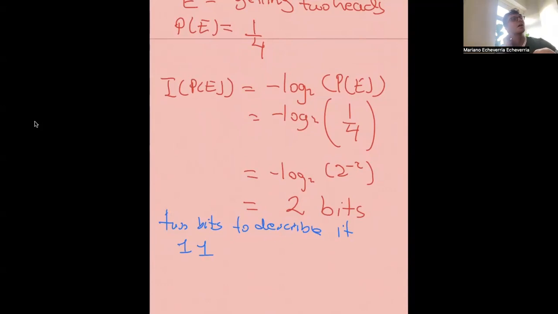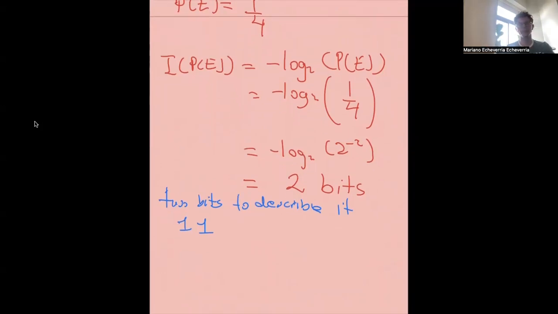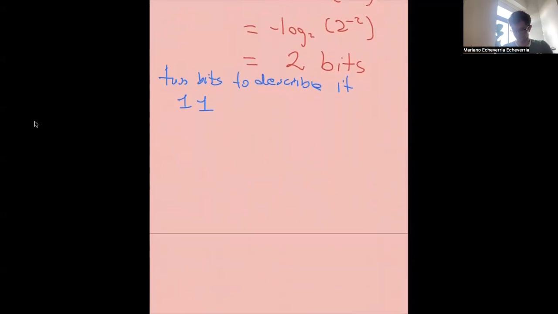Okay, so this is to give you an idea of what this information is. And once you have that, you can define what's called the entropy of a random variable. That's one of the most important concepts in probability theory.